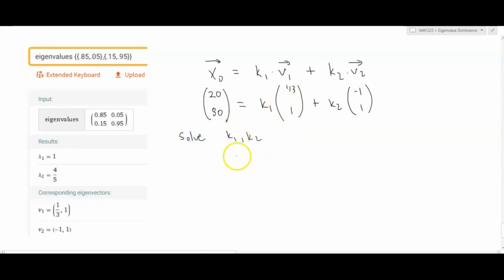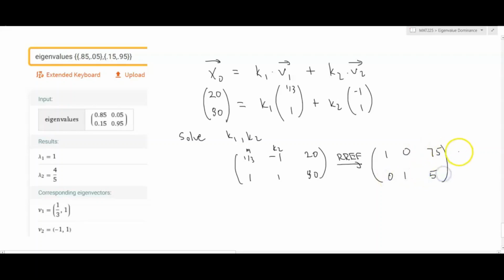So that means we have a system of equations. Coefficients of k1 are 1/3 and 1. Coefficients of k2 are -1 and 1. And then we want to achieve the constants 20 and 80. So again, our k1 column, our k2 column, and performing Gaussian elimination on this using technology, we would get 1, 0, 75, and 0, 1, 5. So this tells me that k1 is 75 and k2 is 5.